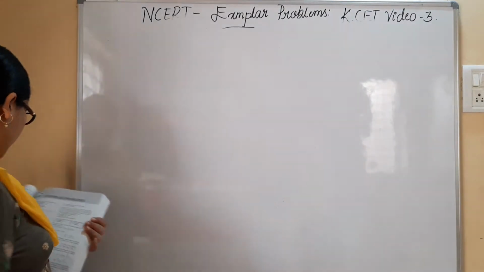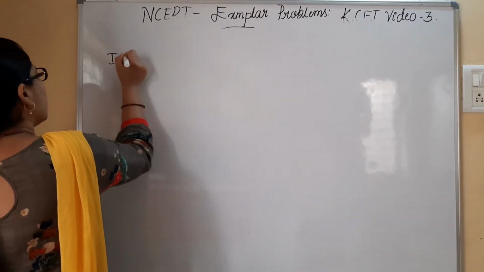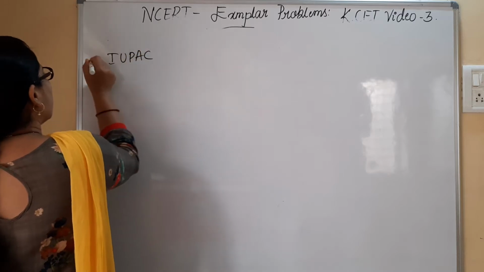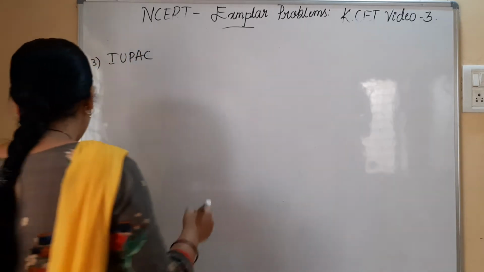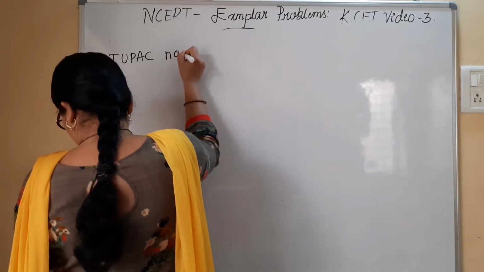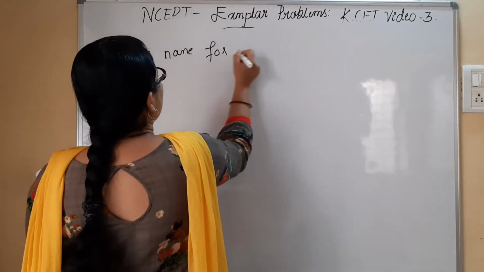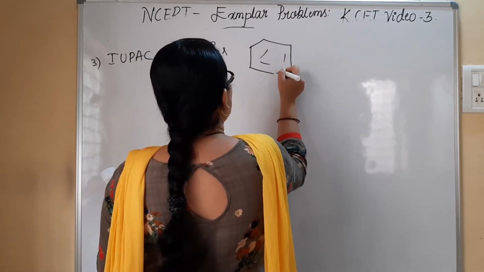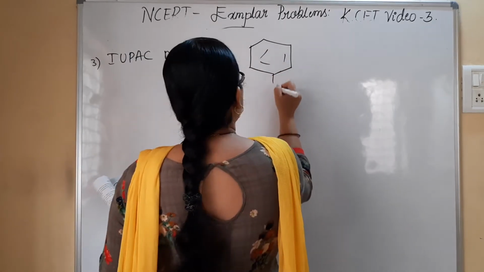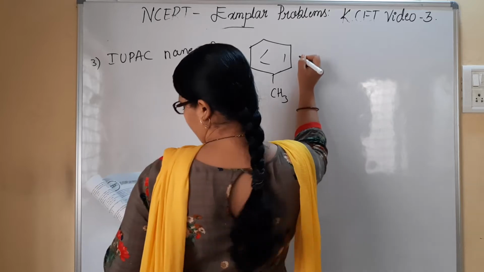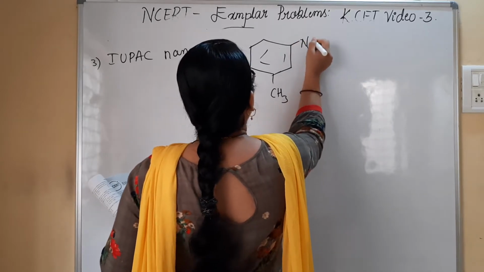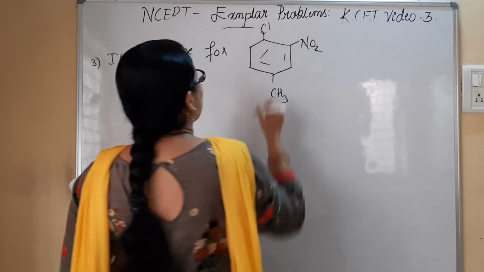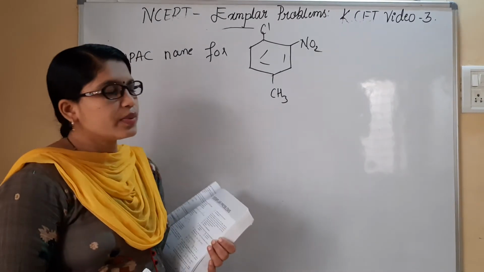So third question, if you are considering the IUPAC name. This is my third question: the IUPAC name for this structure. I have a benzene skeleton with three substituent groups. This is NO2. Here I have Cl. So three substituent groups I have.